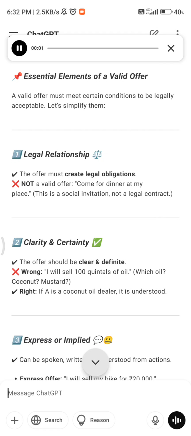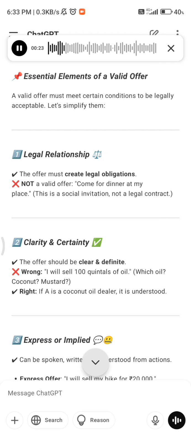Essential elements of a valid offer. A valid offer must meet certain conditions to be legally acceptable. Let's simplify them. 1. Legal relationship. The offer must create legal obligations. Not a valid offer: come for dinner at my place. This is a social invitation, not a legal contract.